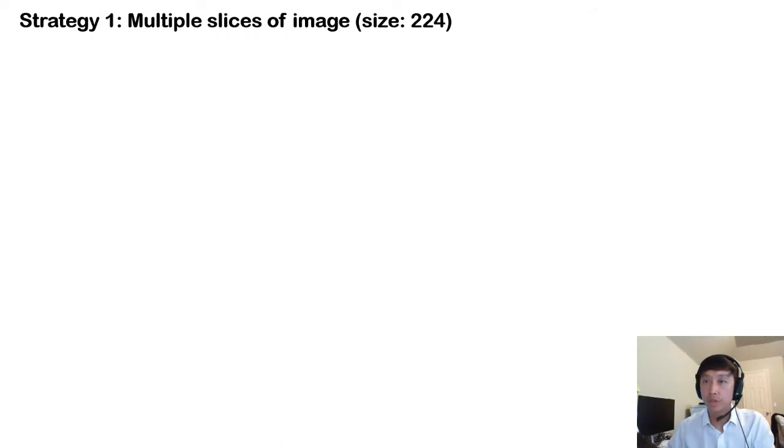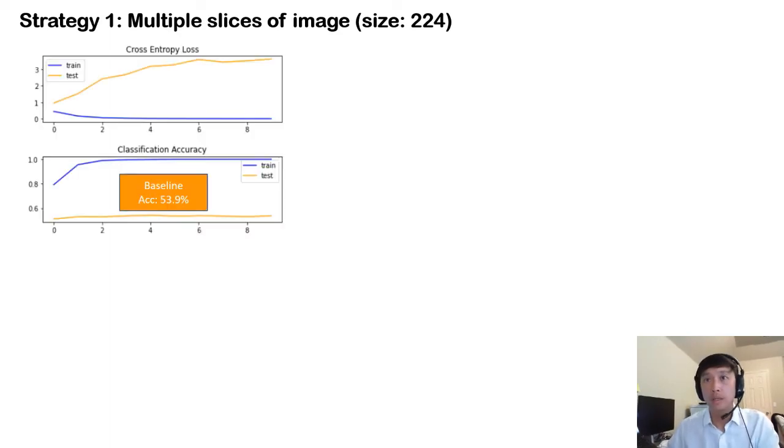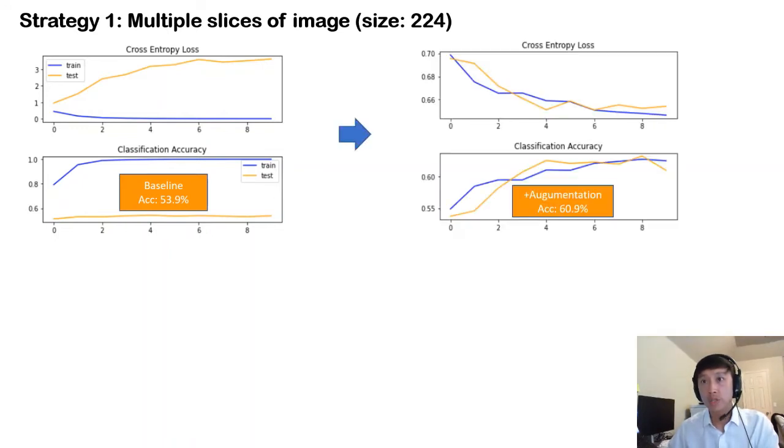Let's talk about the strategy and method. Strategy number 1, multiple slices of image per patient, and image size is 2 to 4 times 2 to 4. The first transfer learning model is VGG16 as baseline, and the accuracy is just below 54%, and the bottom plot shows the model is overfitting.